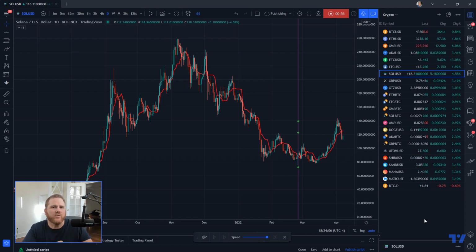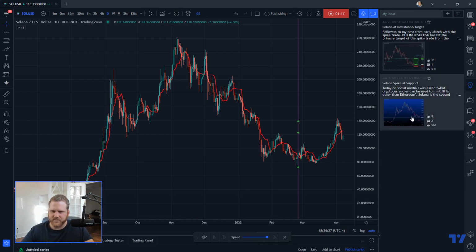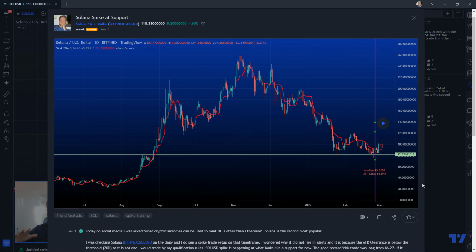So the two examples we're going to look at are Solana USD, a trade before this rally actually happened, and then Ethereum, which was a short trade when it reached the top of this recent rally. Both really cool examples that have played out very nicely. So let's look at Solana. This was something I posted on TradingView a few weeks ago.